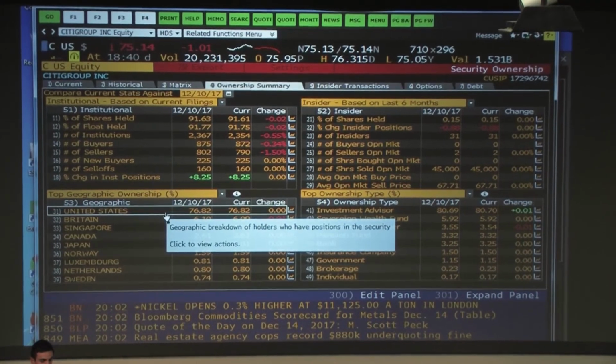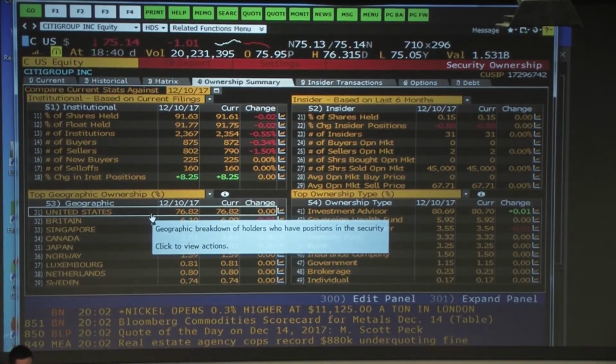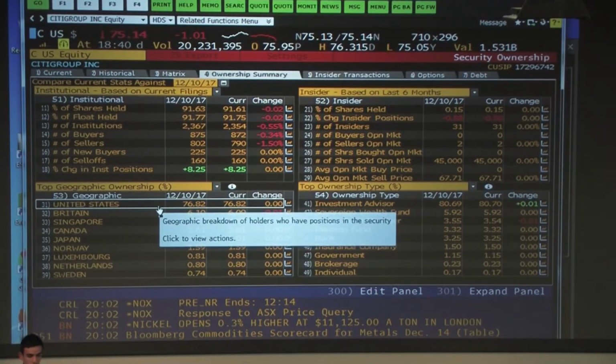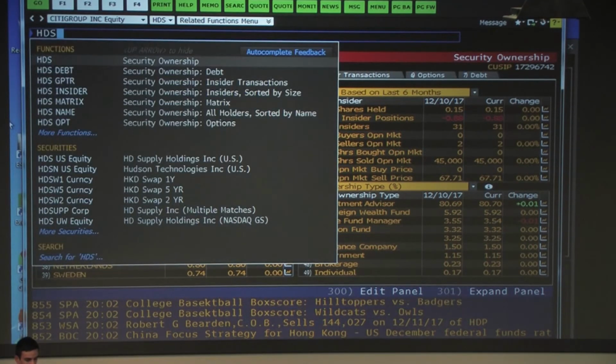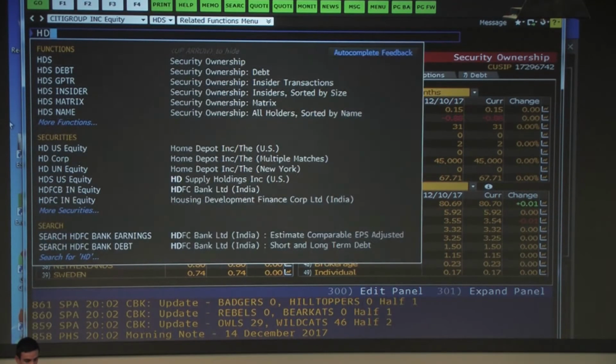Yeah, so we're looking at the holders of the Citigroup stock. Yes, that's insider holdings. Sorry if I didn't talk about that. HDS represents the insider holdings function, or the security ownership. Basically, it talks about who owns certain companies.